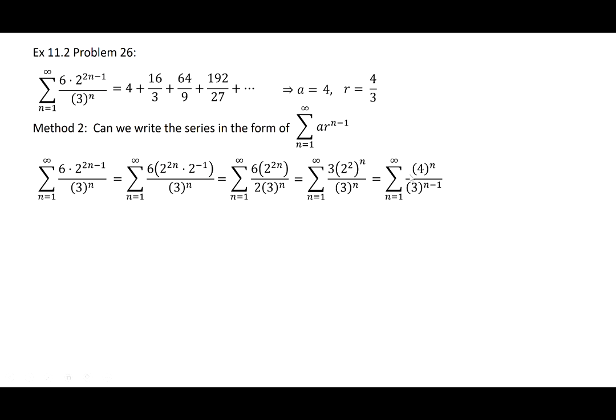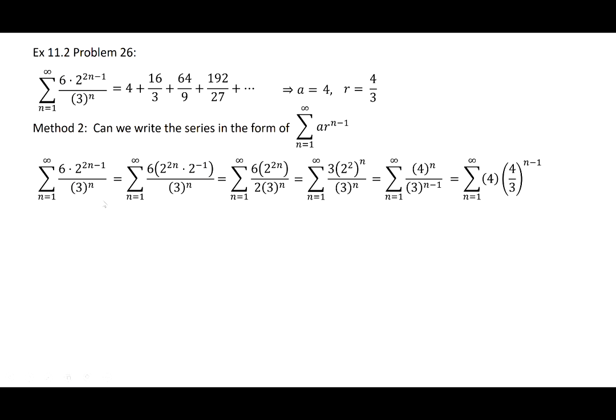One last step. Notice our objective is to write this in the form of a times r to the n minus 1. So if I have 4 to the n, pay attention to this please. If I have 4 to the n, can I write that as 4 to the n minus 1 times 4? Or 4 times 4 to the n minus 1? Yeah, I can. And so if I do, I have this 4 on the outside, but we have a 4 to the n minus 1 over 3 to the n minus 1. Can I combine that and write this as 4/3 to the n minus 1?